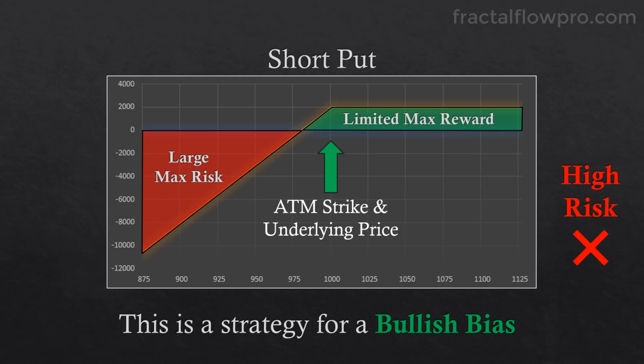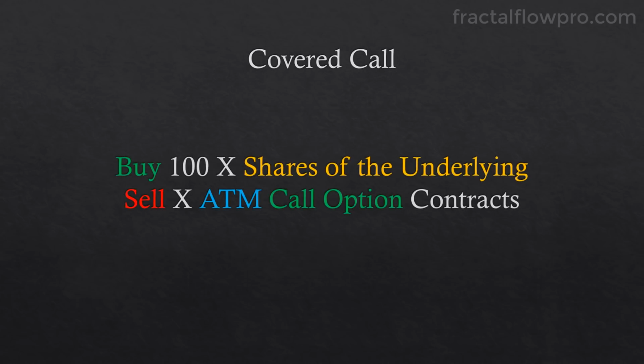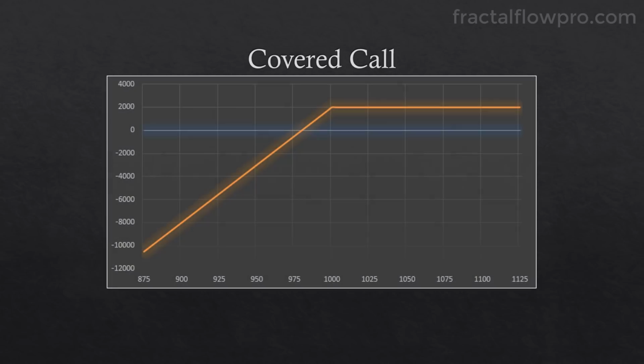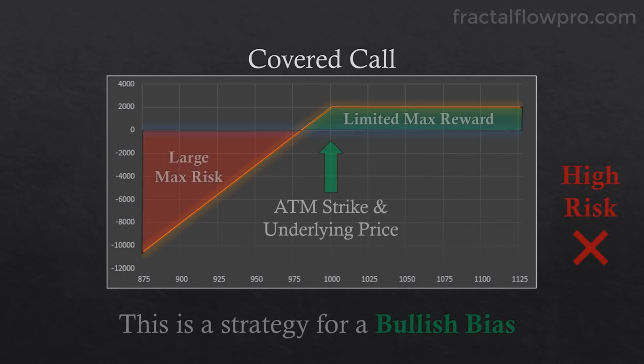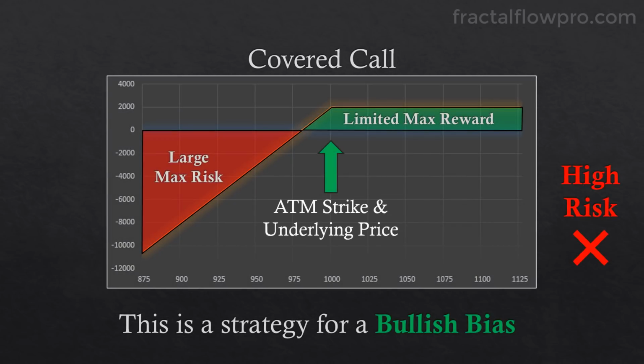Next, we have a strategy called covered call, which consists in buying 100x shares of the underlying stock and selling X number of at-the-money call option contracts. This is exactly the same as the short put strategy in terms of payoff, but it's a different way of building the strategy without any put options. In the payoff chart, we can observe that this strategy is exactly the same as the short put.